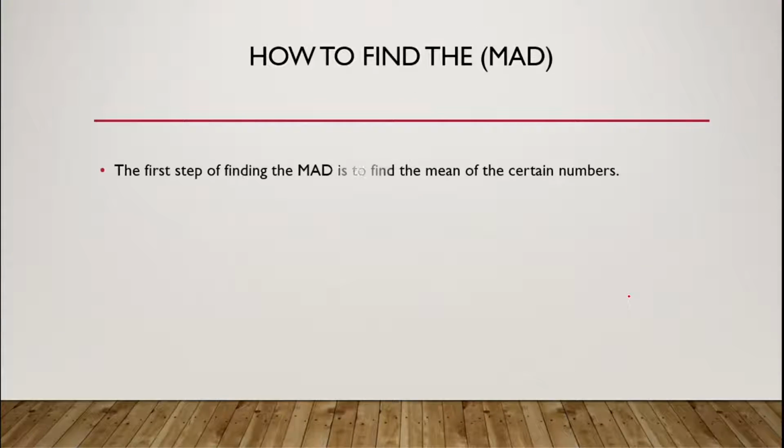So now, how to find the mean absolute deviation. The first step in finding the mean absolute deviation is to find the mean of the given numbers. They'll give you numbers like 5, 3, 9. First, of course, order them, then you just find the mean of the numbers. As you know, in the mean absolute deviation, you can start with the mean.